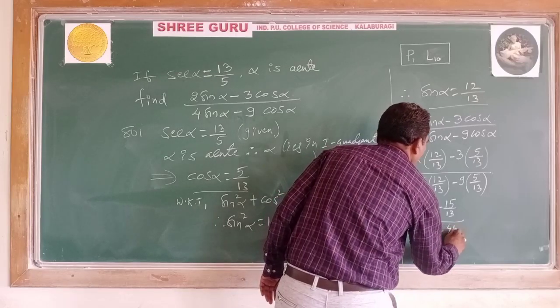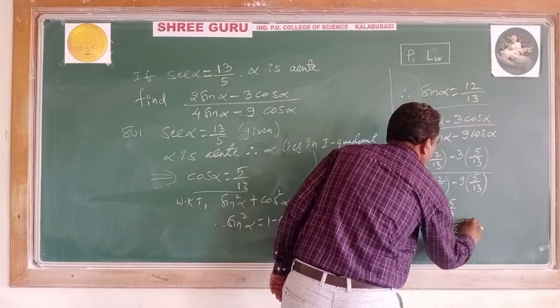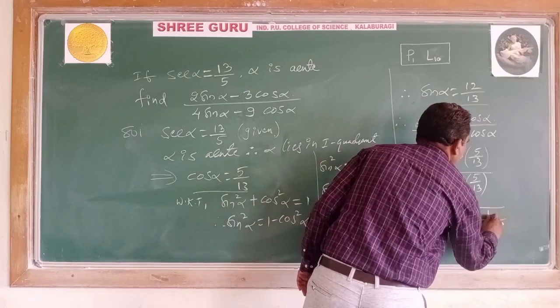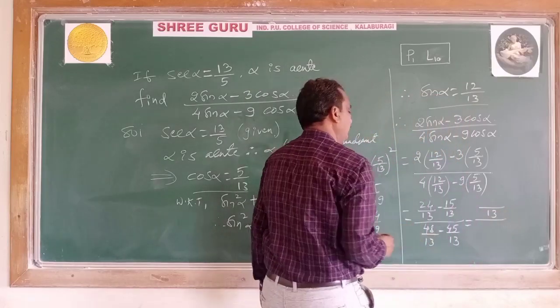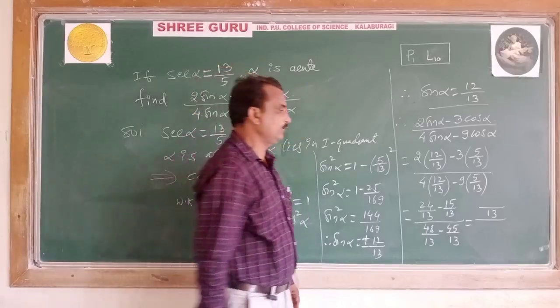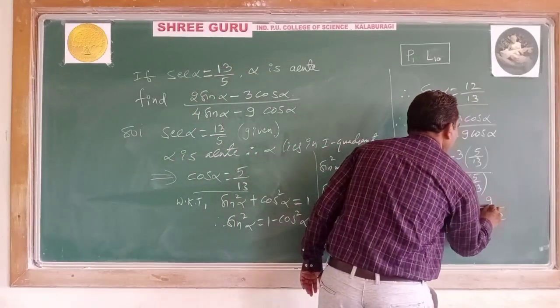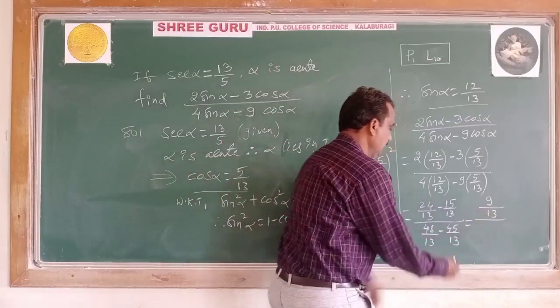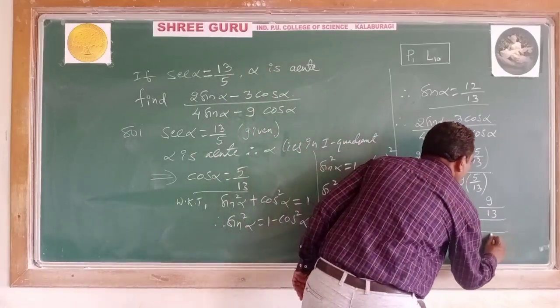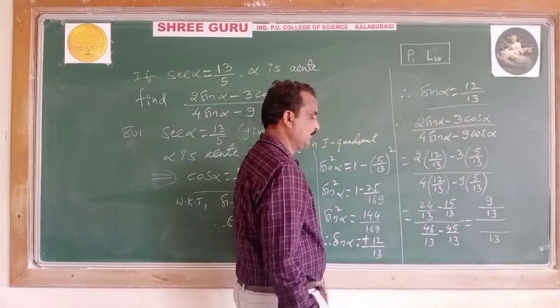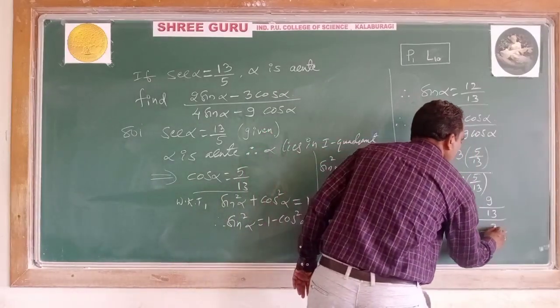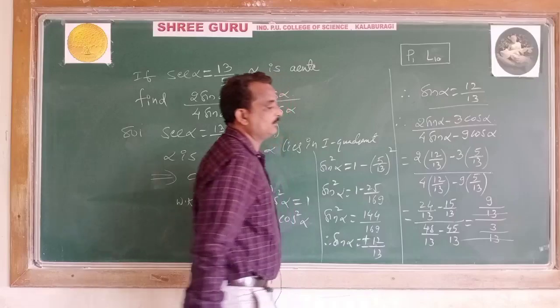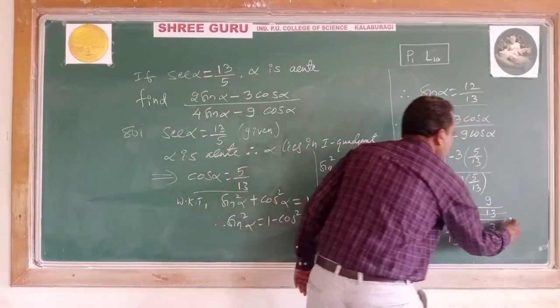Minus 45 by 13. Taking LCM, 13 in the numerator: 24 minus 15, shall I write directly, students? 24 minus 15, directly I am writing here 9. Taking LCM 13 in the numerator, and separately in the denominator also LCM 13: 48 minus 45, 3. This 13 and 13 get cancelled. What remains, students? 9 by 3 remains.